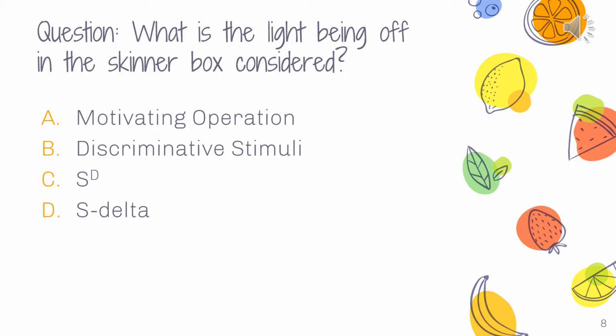Question: what is the light being off in the Skinner box considered? A, motivating operation, B, discriminative stimuli, C, SD, or D, S delta. On your homework sheet, fill in the following question. What is the light being off in the Skinner box considered? I'll give you some time to get that question filled in.